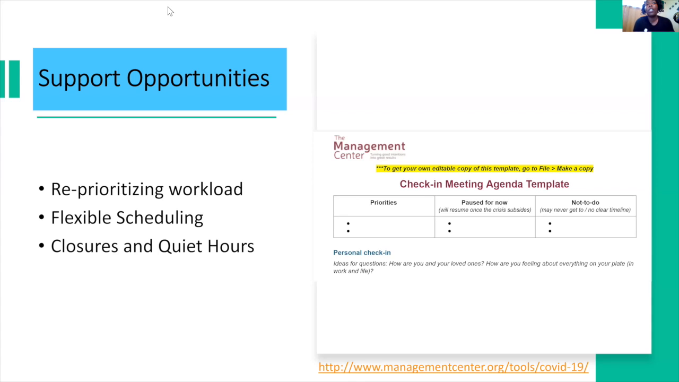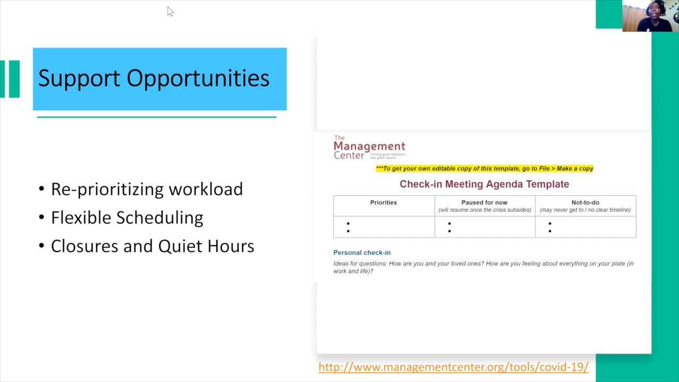You may not be able to use that particular tool, or your quiet hours may need to be different, or you may prefer closures versus quiet hours because of the type of work you do. But really just sitting down with your staff and asking, what do you need? When I talked to the Department of Social Services yesterday, their staff talked about needing ergonomic equipment at home because they were sitting on their couch and now their backs are starting to hurt, and they don't have printing capabilities and they can't e-fax from home.